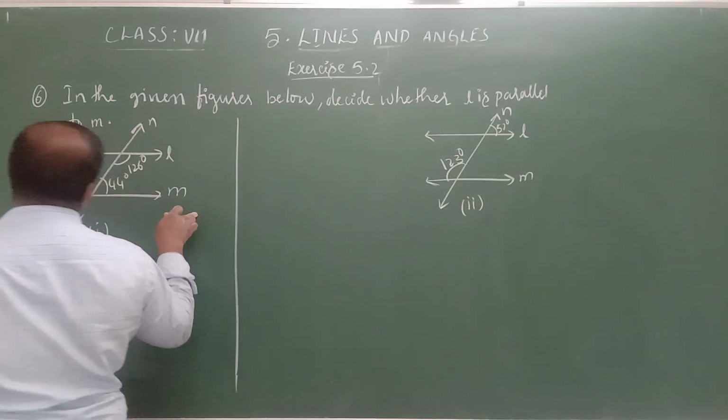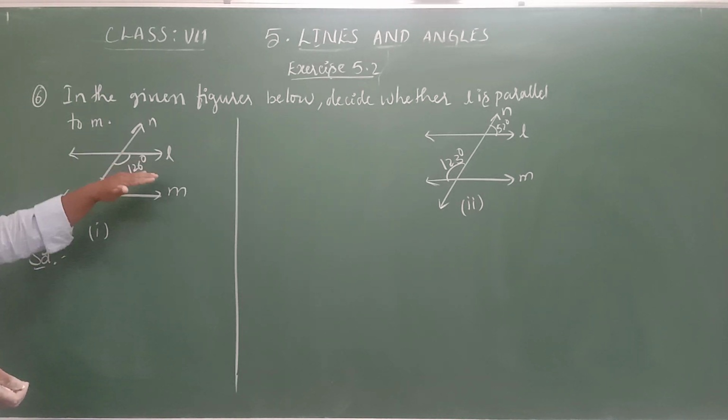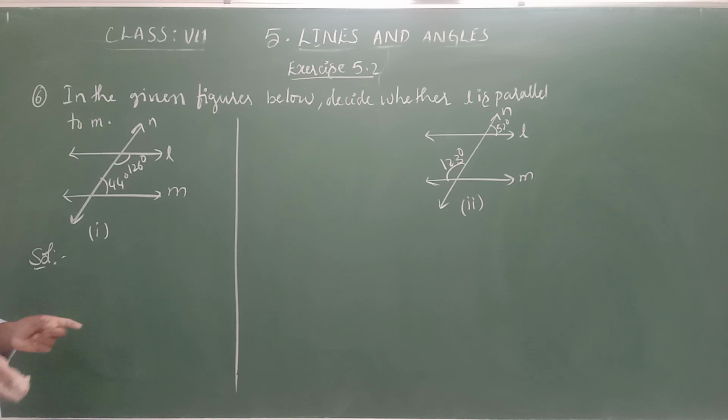Here, L and M are two lines, and N is a transversal. So here two angles are given, 44 degrees and 126 degrees. How are they lying? They are lying on the same side of the transversal. And where do they lie?